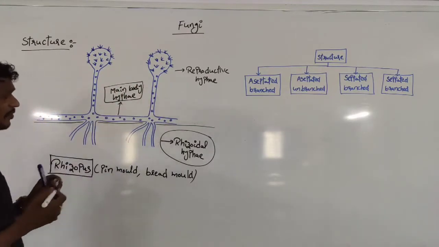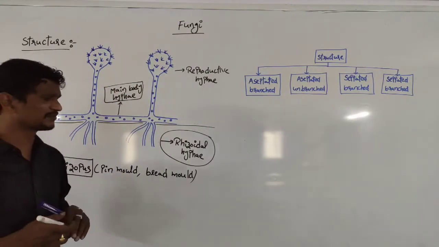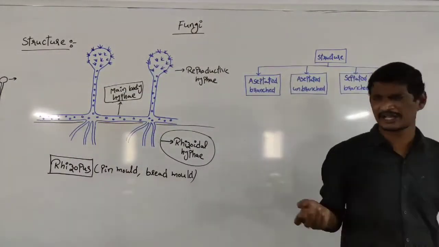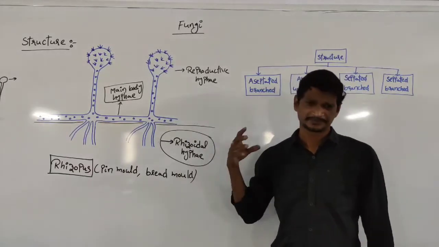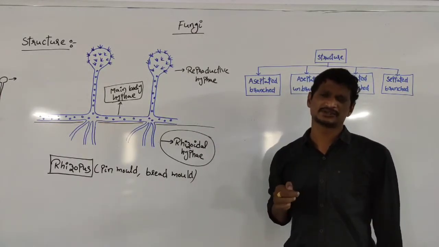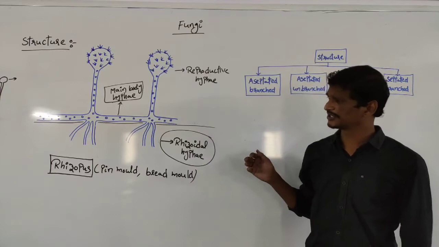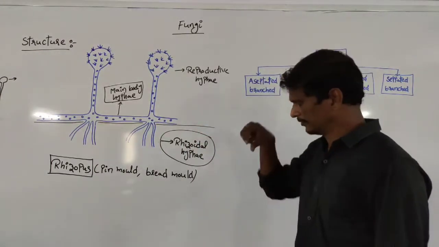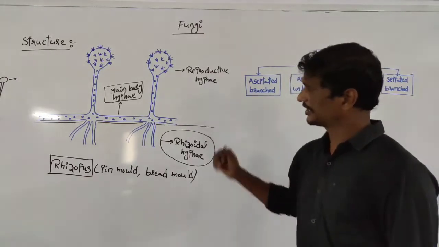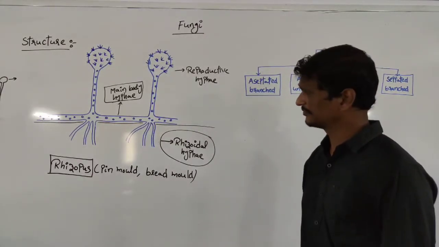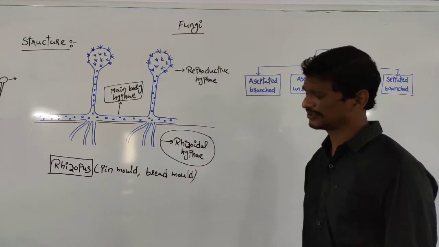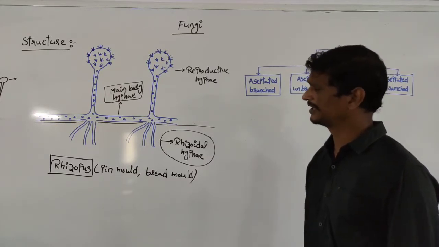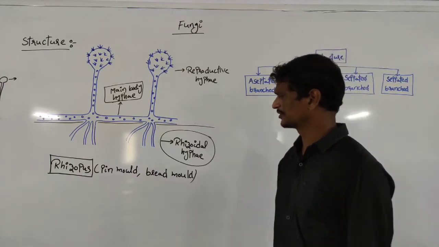Right? So this is about the types of hyphae. There is reproductive hyphae, rhizoidal hyphae, and main body hyphae structure. These are the three types of hyphae, and these hyphae are connected one to one, finally forming the complete structure of the fungi. So this is one of the Rhizopus structures.